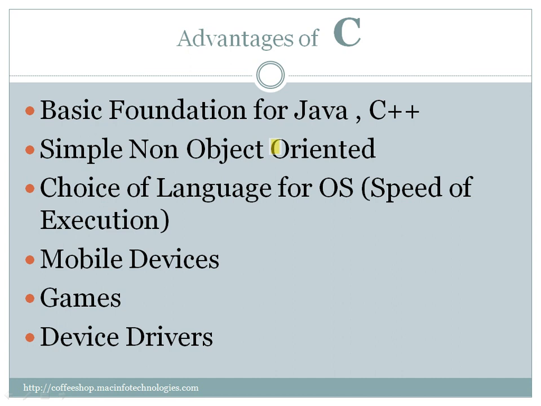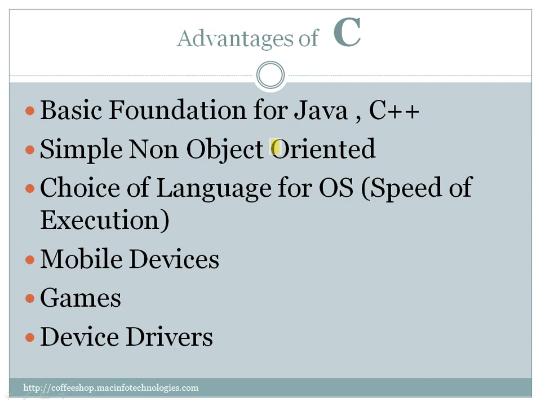Another advantage is the choice of language for operating systems. If you want to create an operating system, the choice of language would be C because of the speed of execution. Even today, no language can be used to create software which runs as fast as C programming. Even C++ is not as fast as C, and Java or any other languages are not as fast as C programming.